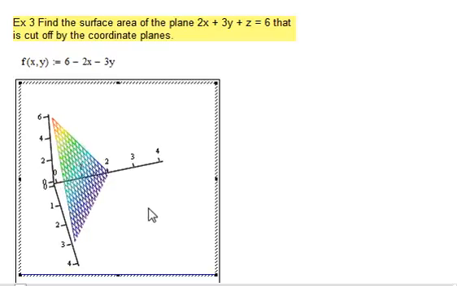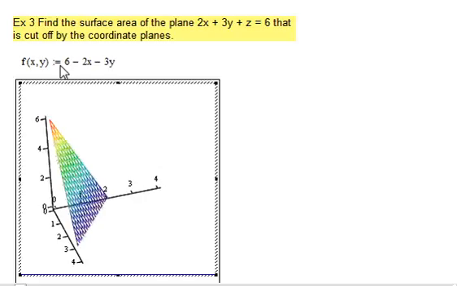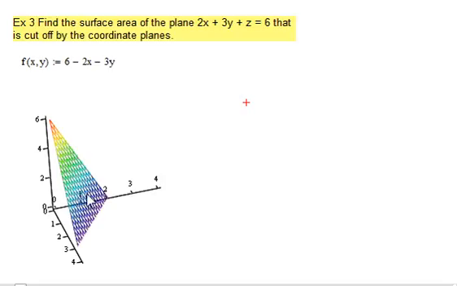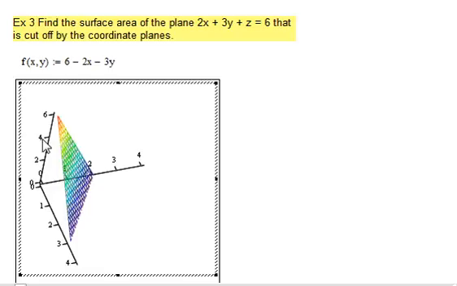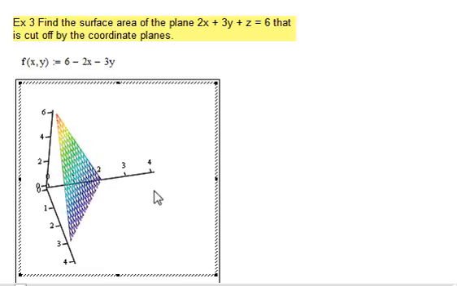Here's an example we could probably do by using the Pythagorean theorem and a few more gyrations, and find the surface area of this plane. f(x,y) equals 6 minus 2x minus 3y, or another way of writing the plane would be 2x plus 3y plus z equals 6. But find the area of the part, the triangle, that's cut off by the coordinate planes: back here by the xz plane, over here by the yz plane, and at the bottom by the xy plane.